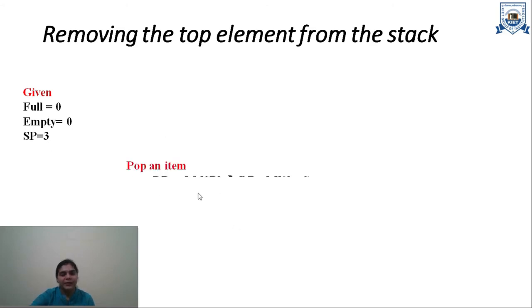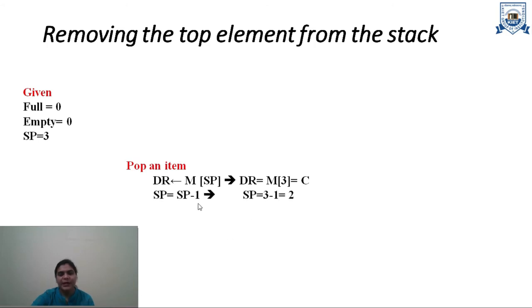From the previous example, we have inserted element C at address 3, at the top. So we have full equals to 0, empty equals to 0, stack pointer is pointing to 3. Now to remove an element, first we will read the data. We will read element C into data register. Then we will decrement the stack pointer. Now stack pointer will point to address 2.